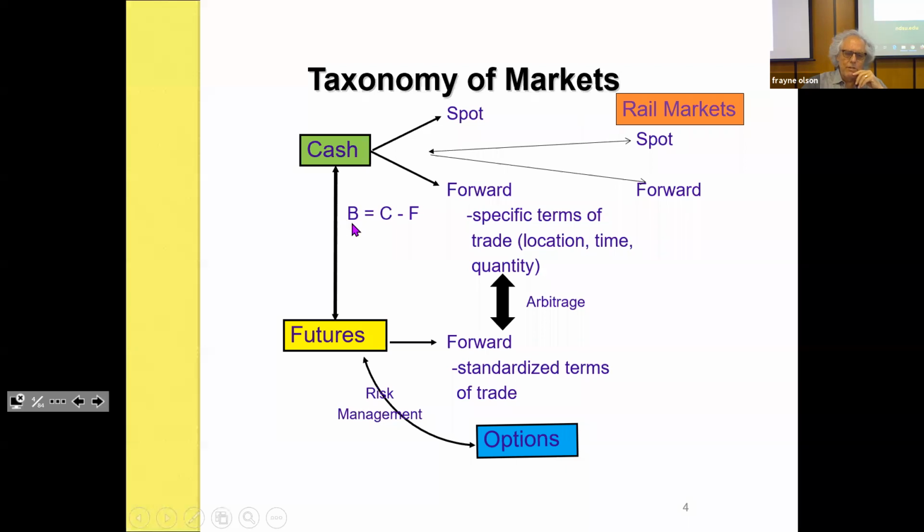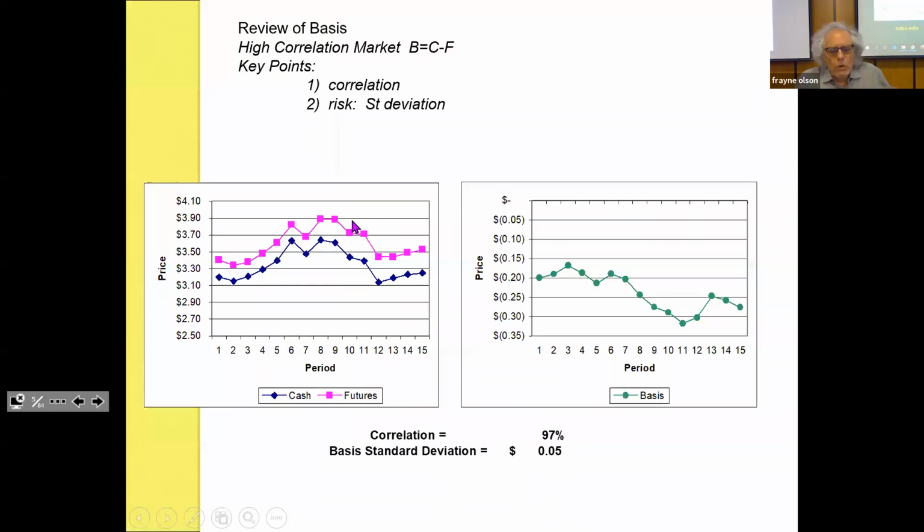What I'm going to speak about today is this one little component here called the basis price. So when we look at basis, what we want from a hedging perspective is to have a high correlation between cash and futures prices. So on the left side of this diagram, this shows a hypothetical situation where we have a high degree of correlation between cash and futures prices.